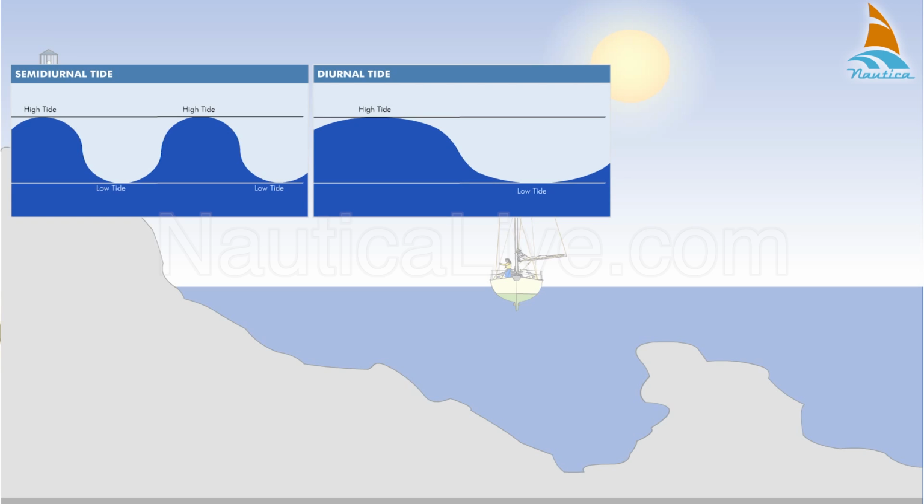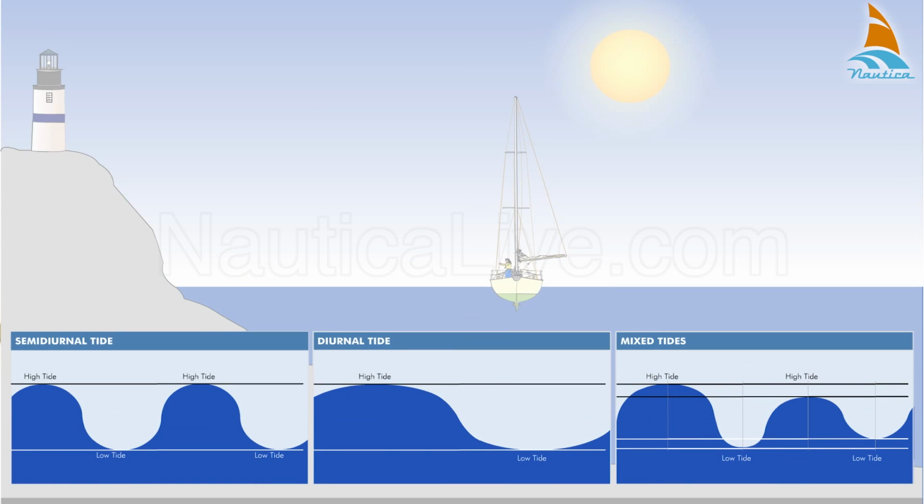Some locations on Earth have only one high tide and one low tide per day, called diurnal tide, due to the path of the Moon and other geographical factors. A few other places experience a combination of diurnal and semidiurnal tides, called mixed tides.